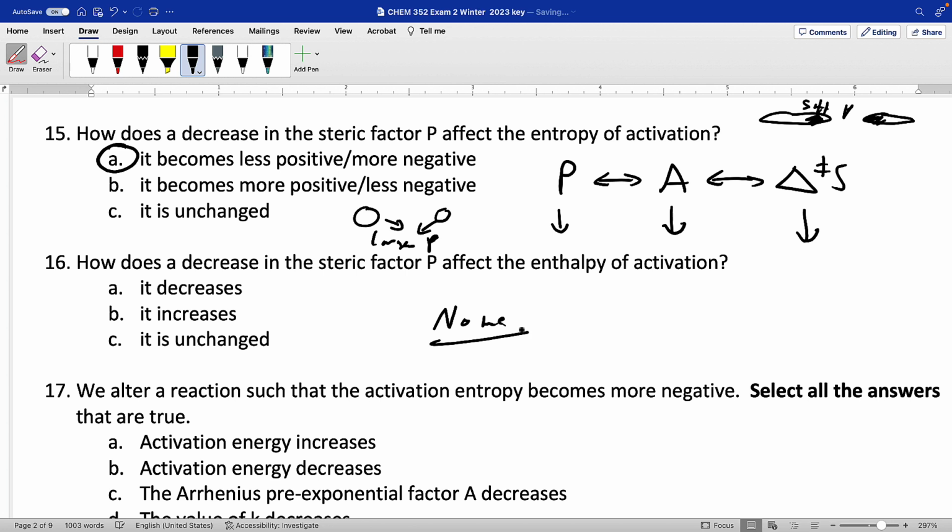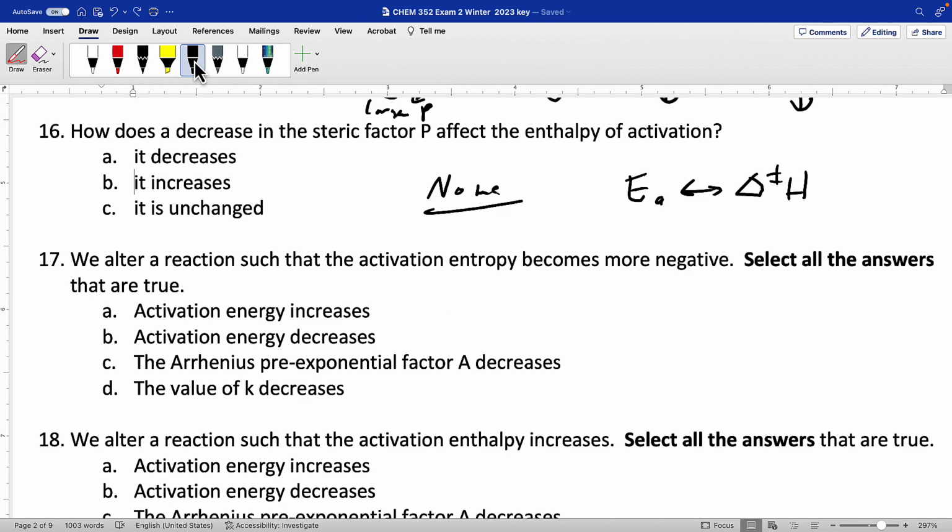There's no effect. So the enthalpy of activation is just related to the activation energy, because we have to start breaking bonds to get up to the transition state from our reactants, and so it's not a function of how hard it is to get aligned. That's a function of bond strength. So it's unchanged.